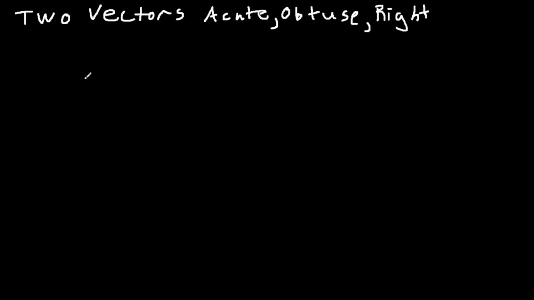Well, in the previous video, we talked about dot product. If you didn't watch that, or if you don't know how to do dot product, go ahead and watch that. But basically, this is how you can tell if two vectors are acute, obtuse, or right off the dot product.